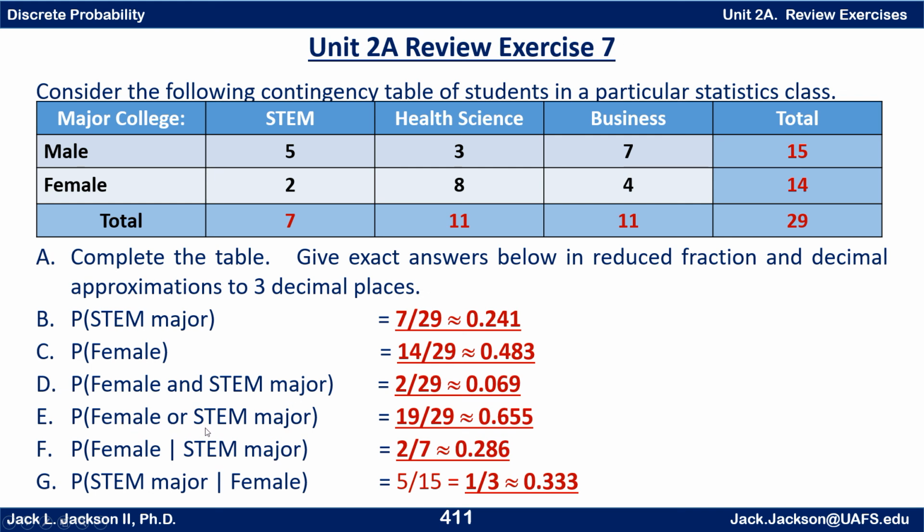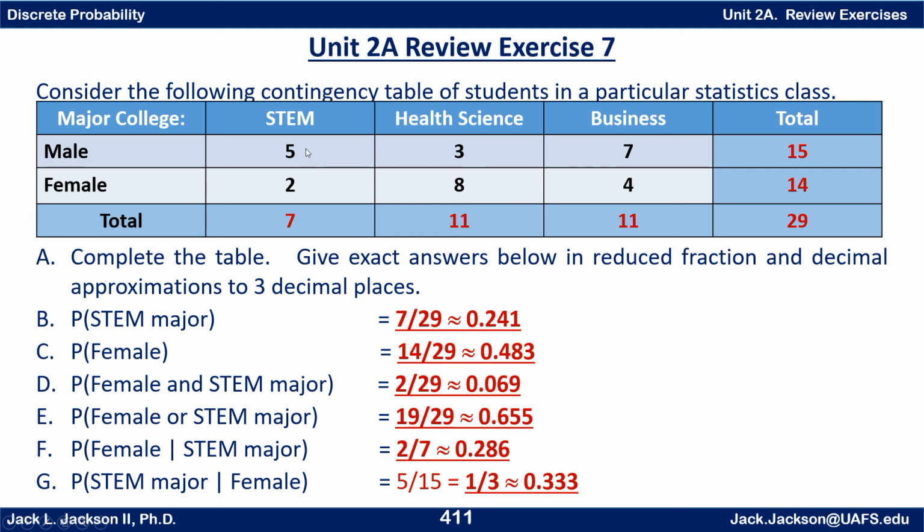Female or STEM majors, here we have to be careful that we count all of these once, but not more than once. So the numbers we're adding up are all the females, which are 2, 8, and 4, but also the STEM majors, which are 5 and 2. But notice we want to be sure that we add those 2 female STEM majors only one time. So in this table, we're going to be adding 5 plus 2 plus 8 plus 4. Okay, that is a total of 19.